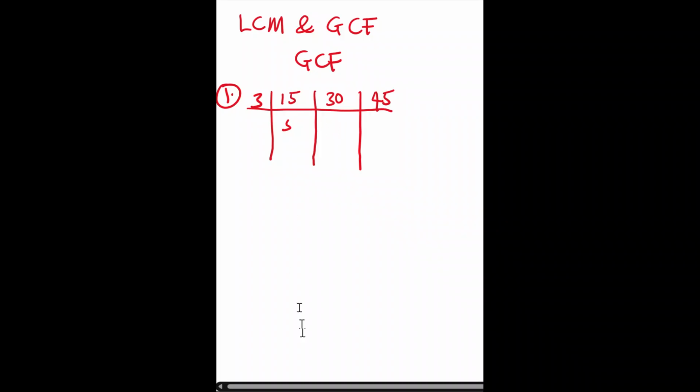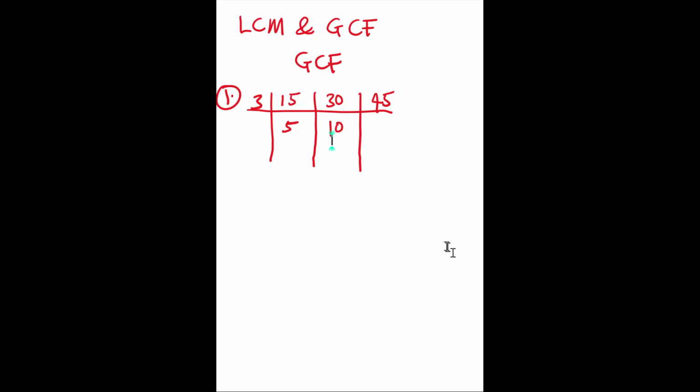And if I do 30 divided by 3, I get 10. And 45 divided by 3 will give us 15. Okay? So now we have 5, 10, 15.